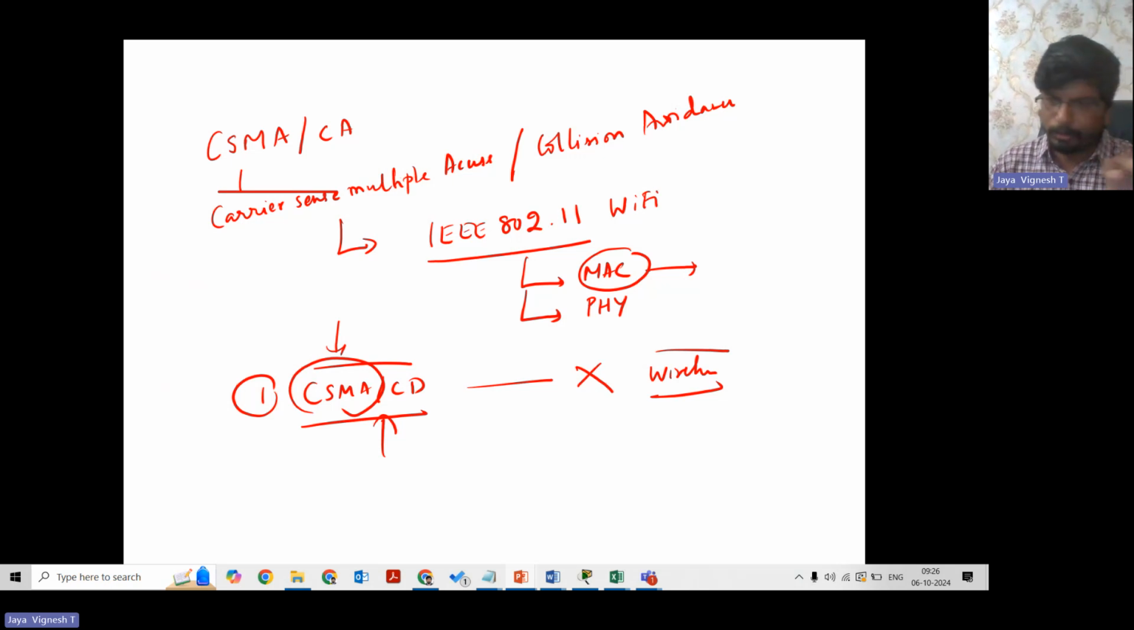P persistent tried to take the pros of both one persistent and non-persistent, where you persistently keep checking the channel till it becomes idle, and as soon as it becomes idle, you don't immediately transmit, but you transmit with probability P. You take a toss, and if it's heads, you transmit. Otherwise, you wait for a time slot. The time slot duration is your vulnerable time, which is your propagation delay.